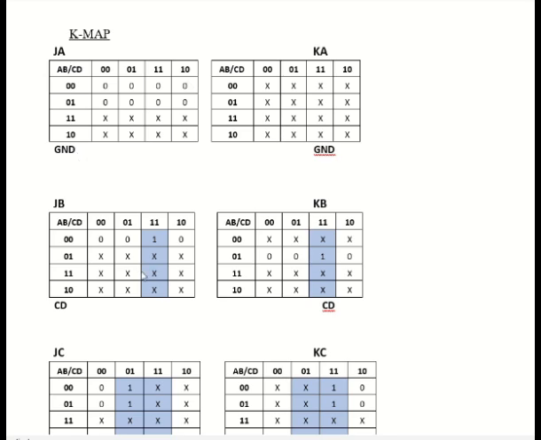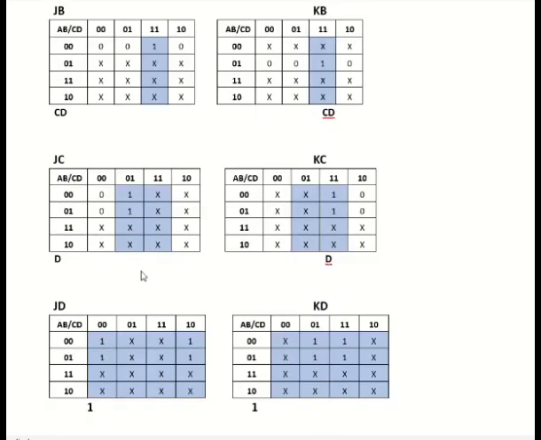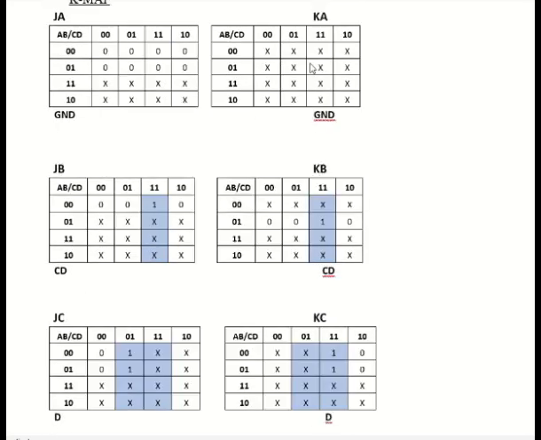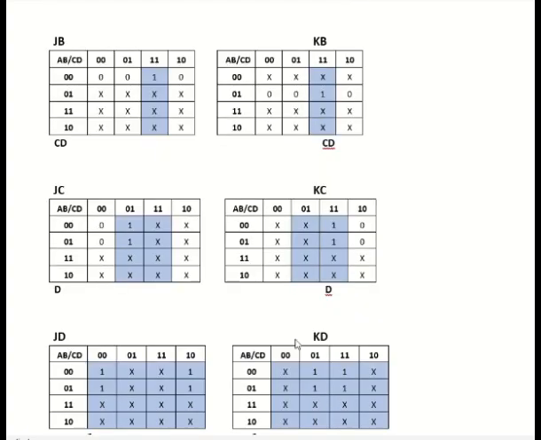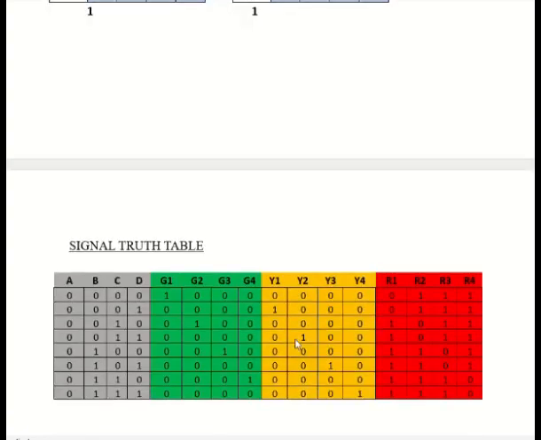So we got 4 K-maps for J, and then K also has 4 K-maps. So totally 8 K-maps.